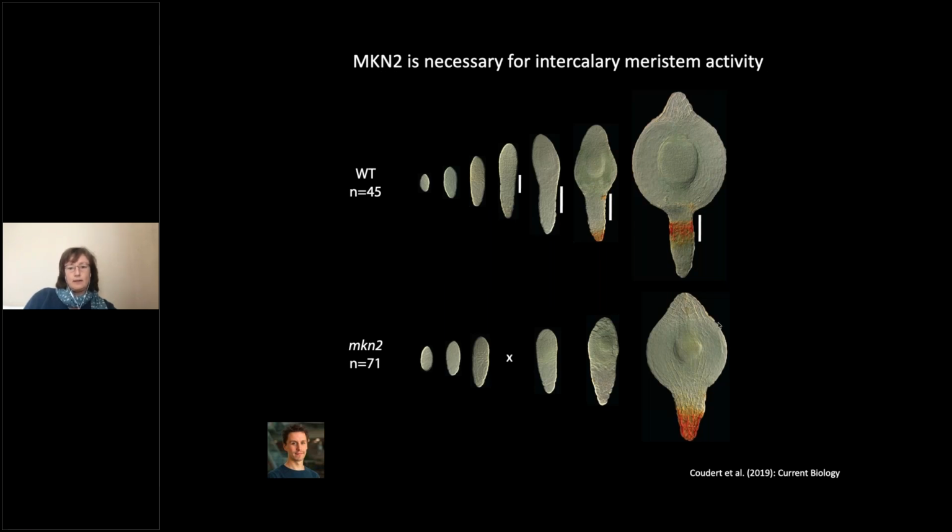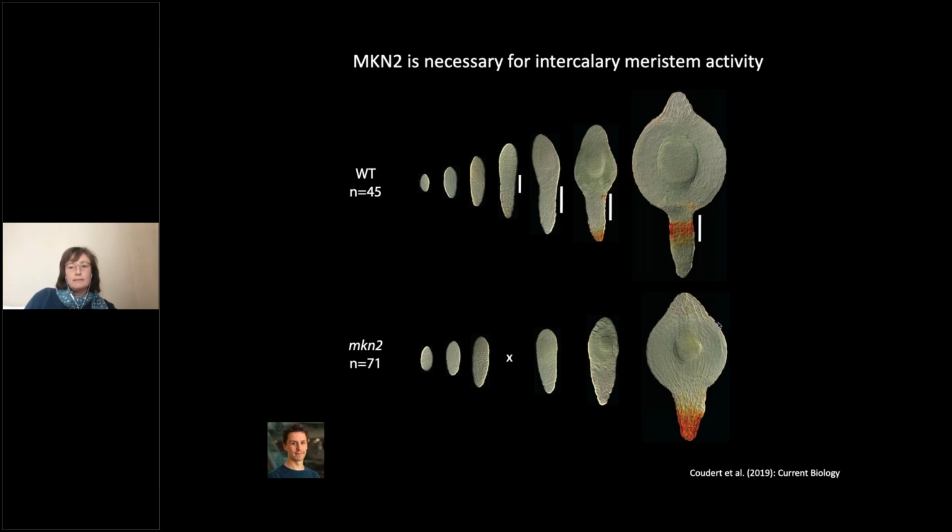To determine when the MKN2 mutant phenotype arises, we staged mutant development in comparison to wild-type plants. So you can see the mutants at the bottom there, and Johan pulled out a lot of MKN2 mutants, many more than in the wild type. And we were unable to find stage 4 embryos, defined by the active intercalary proliferation, in these mutants. So this led us to the conclusion that MKN2 is necessary for intercalary meristem activity.